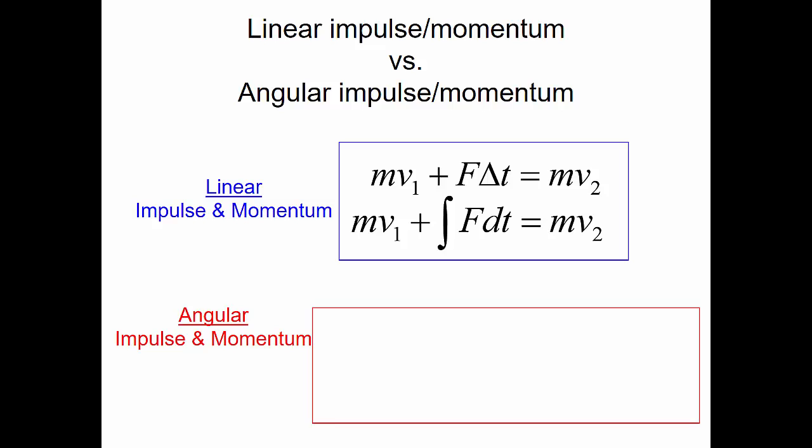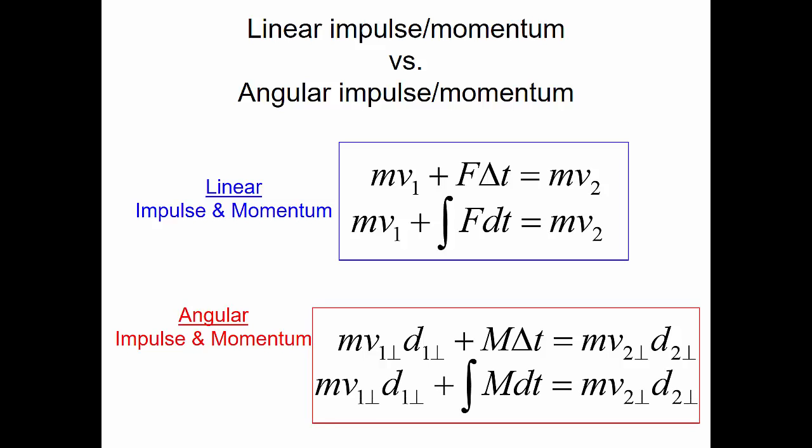For angular impulse and momentum, mass times a velocity times a perpendicular distance, or a moment of momentum, plus a moment times a change in time is equal to the mass times the velocity times the perpendicular distance, or the final moment of momentum. If we have a changing moment with respect to time, then we simply integrate our impulse portion of the equation as the integral of the moment with respect to time. Again, these same principles can also be used in solving problems for rigid bodies that are translating. So let's look at what the steps are for solving translating rigid body impulse and momentum problems.